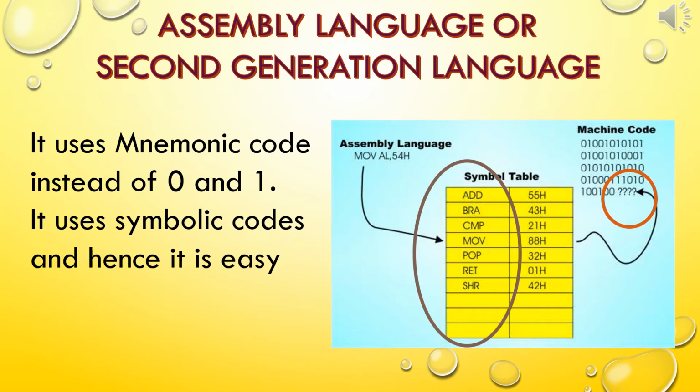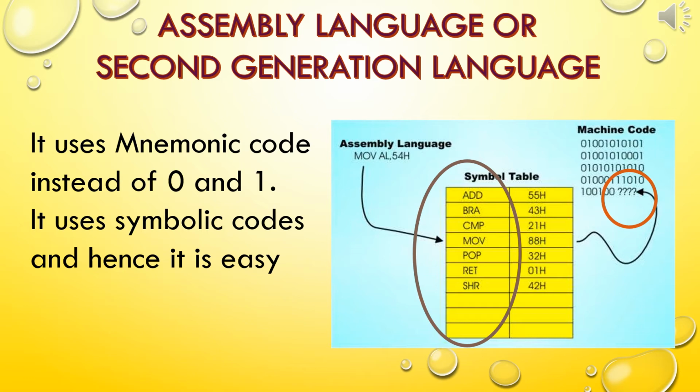Now, let's move on to our assembly language. Assembly language is otherwise called a second generation language. This language uses mnemonic codes instead of 0 and 1. See the picture. You can see words like add, move, pop, ret, shr. These words are called symbolic codes. Each and every word has got a meaning.